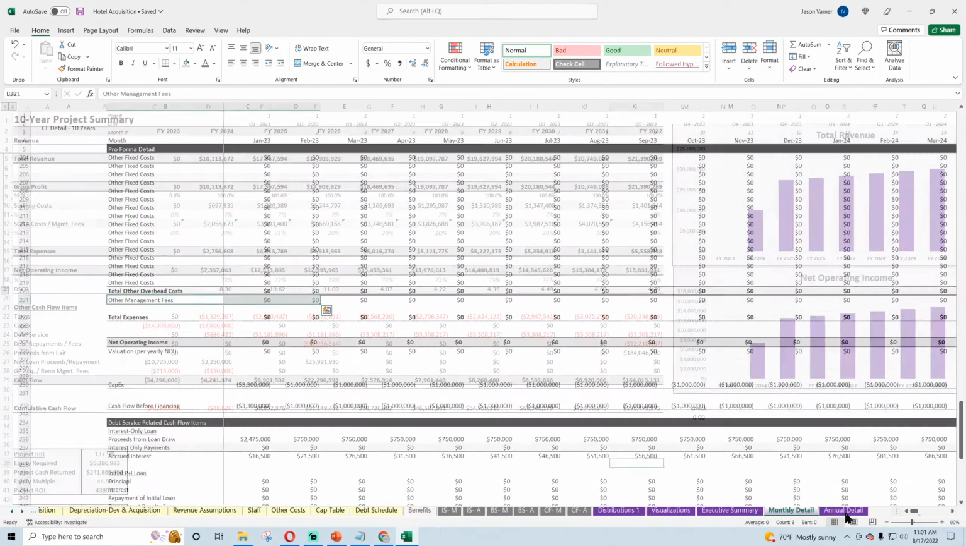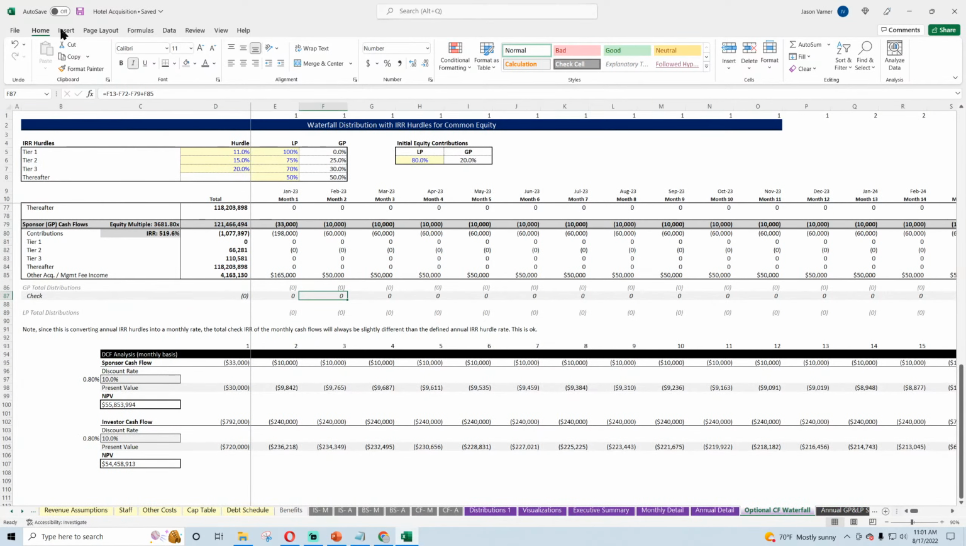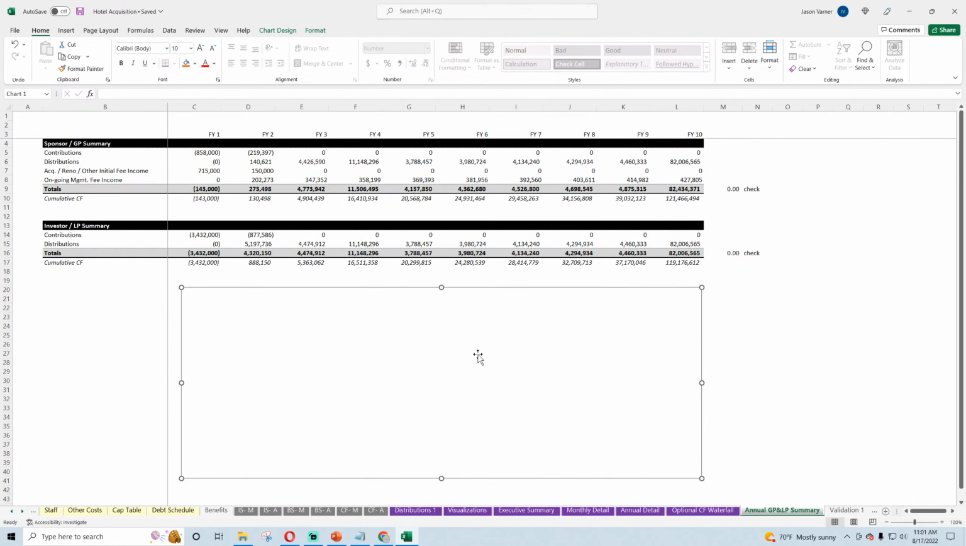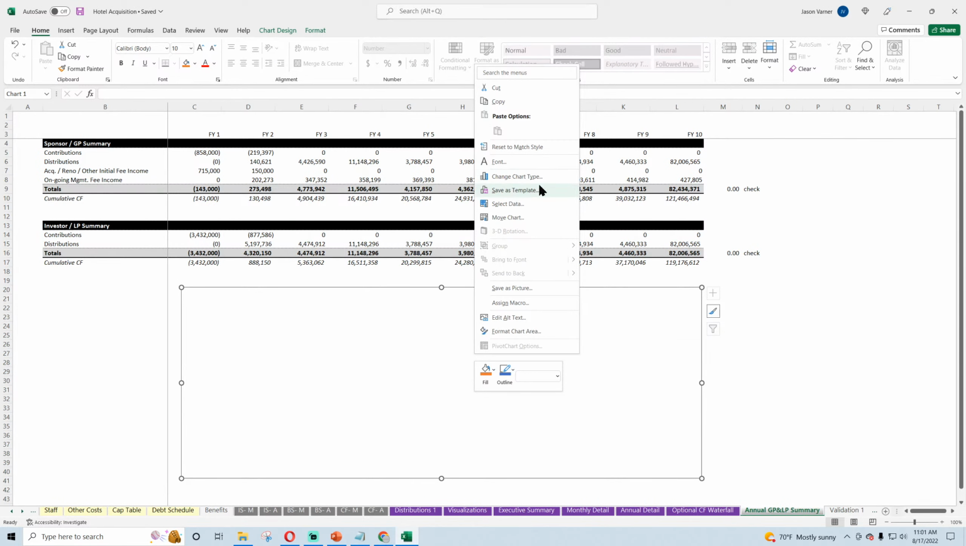And I've added new LPGP structures that I really like. So we've got a lot of value add to add this into the real estate bundle.